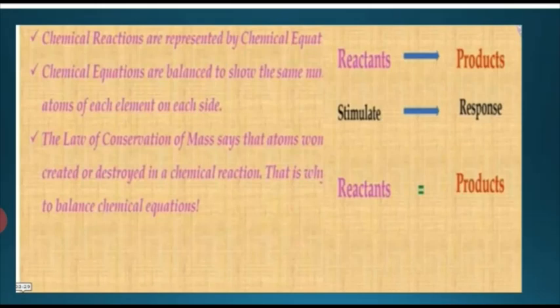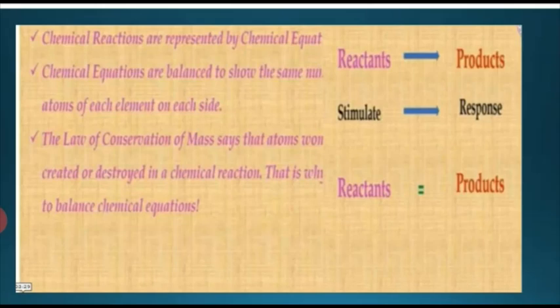While a chemical reaction takes place, how is it represented by a chemical equation? First, the left hand side portion is the reactant and the right hand side portion is called the products. So the reactant is the stimulus and the product is the response. Chemical reactions are represented by chemical equations.